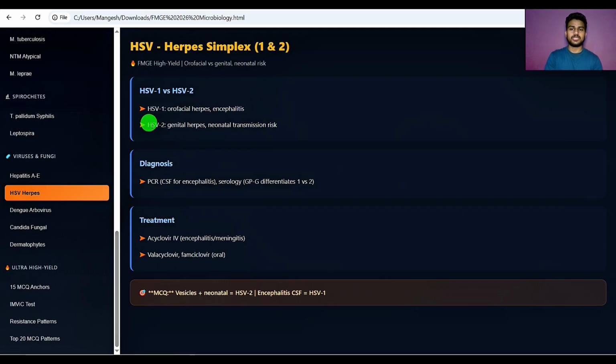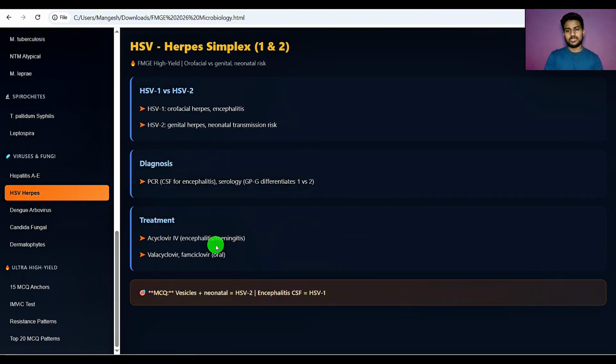That's why vertical transmission risk is higher in HSV2. Let's move towards the diagnosis. For diagnosis, we use PCR, and we can also do lumbar puncture, and then we can see if there is encephalitis, but only if there are symptoms. If there are no symptoms, we don't do lumbar puncture.